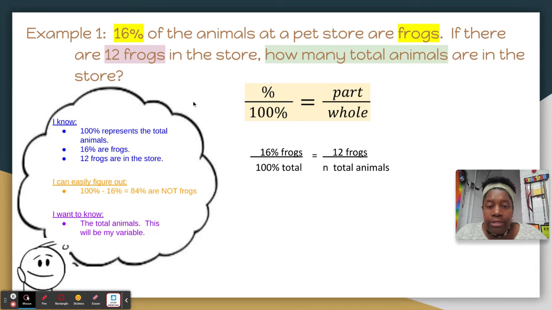I need you to notice here, you see how frogs lines up with frogs? And you see how total lines up with total? That's what I mean when I say make sure that your unit labels are lining up. If they're not, there's probably a problem in the way you've got things set up.